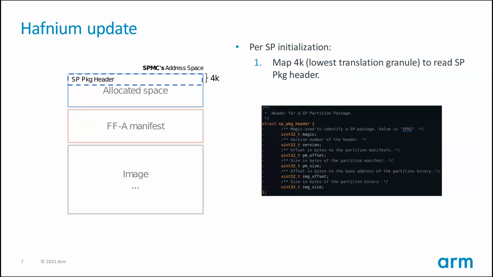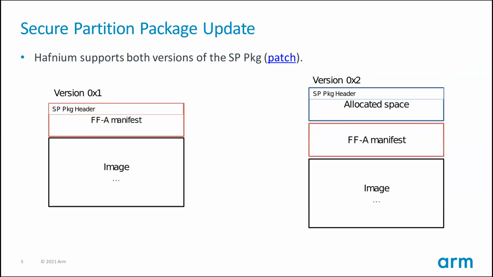Sorry, can you repeat the question, please? So you have this box that says allocated space. Yeah, that can arbitrarily expand based on the partition manifest offset, right? Yes. Yeah, perhaps.